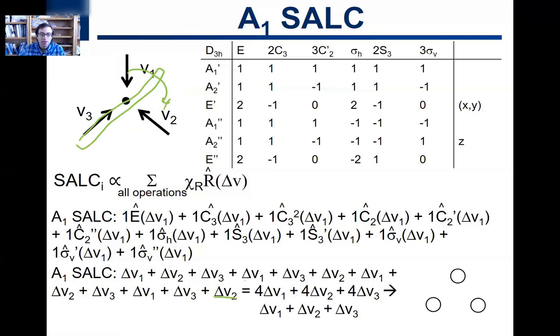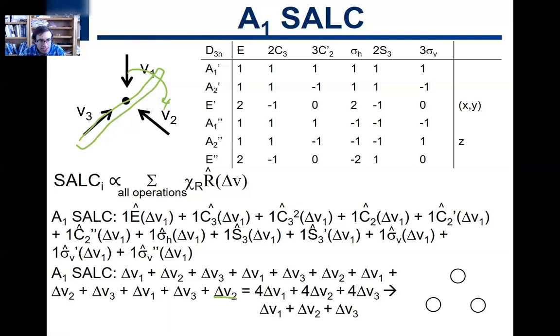That's at the bottom. You add all these up, and you're going to get 4 times V1 plus 4 times V2 plus 4 times V3. Divide out the 4s. You got V1 plus V2 plus V3. They're all in phase. They all have the same magnitude. It's totally symmetric. We got the right answer. We can take a deep breath and be happy with that.